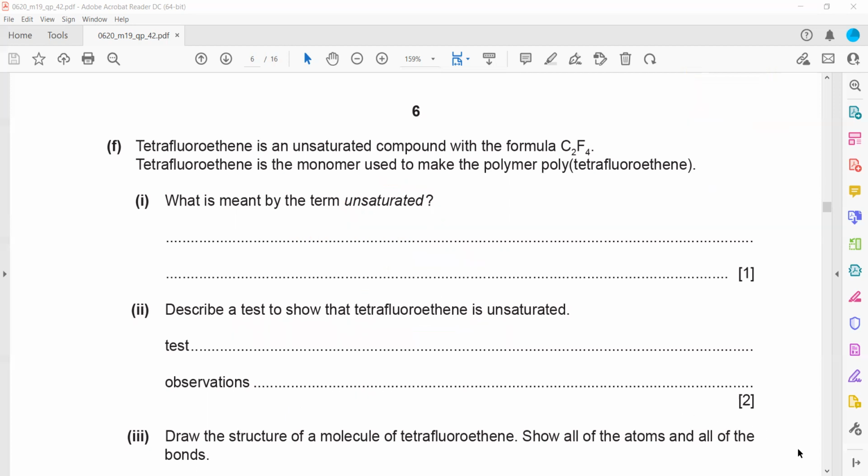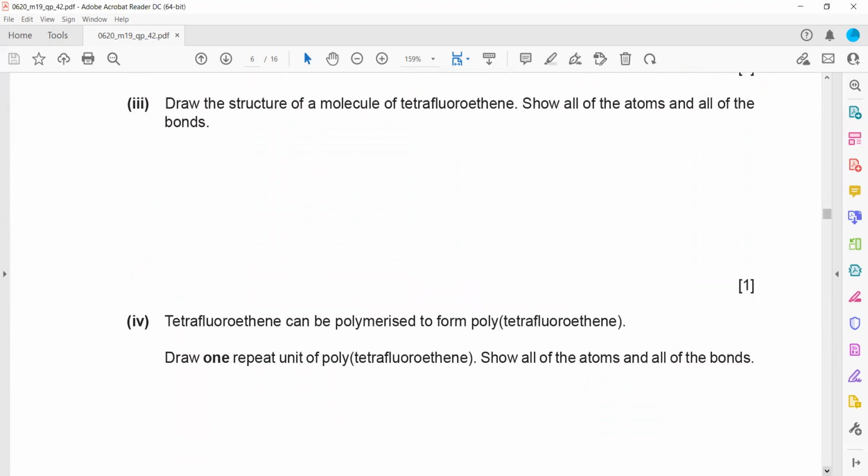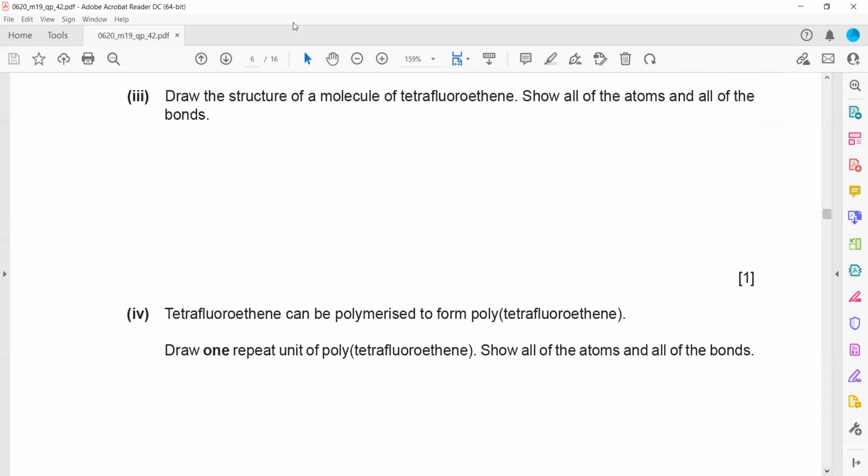Then draw the structure of the molecule of tetrafluoroethene and show all the atoms and all the bonds. So how can we draw the structure of tetrafluoroethene? From the name, you can see eth means 2 carbon, so we'll draw 2 carbon. Ene means they will have a double bond. And tetra means 4, so there are 4 fluorines attached. 1, 2, 3, 4. So this is the structure of tetrafluoroethene.